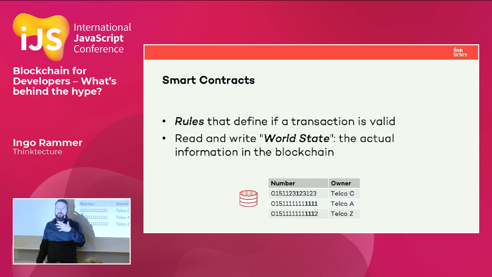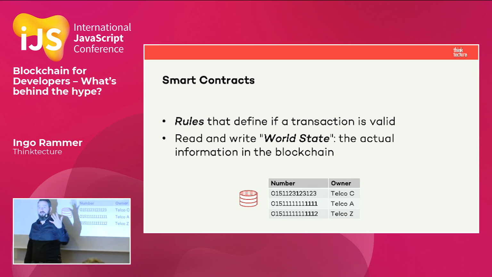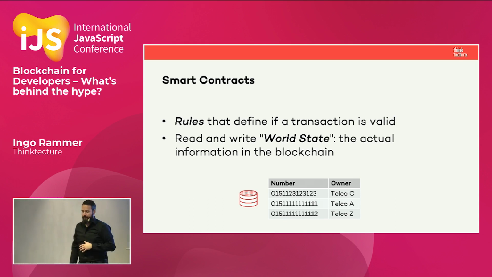You wouldn't have the string telco C in practice in your database. You would have, for example, the public key of the current owner, so that later you can verify a transaction by verifying its signature against the public key of the one who should sign it, or the one who's allowed to sign it. Okay, so we have the world state.